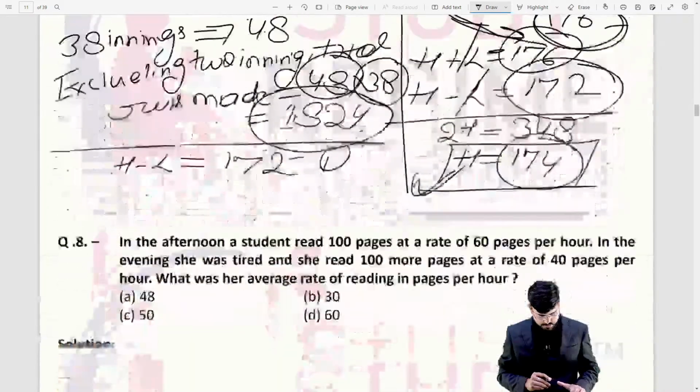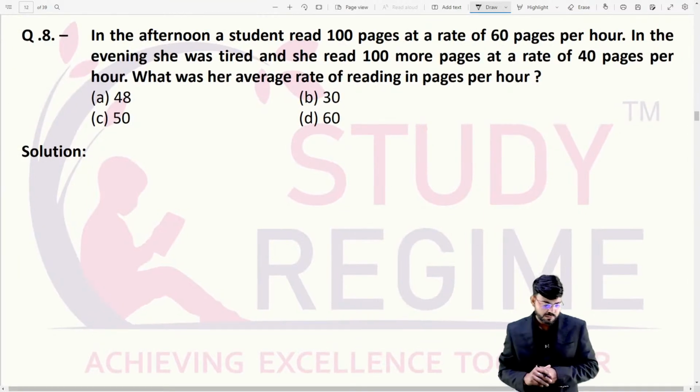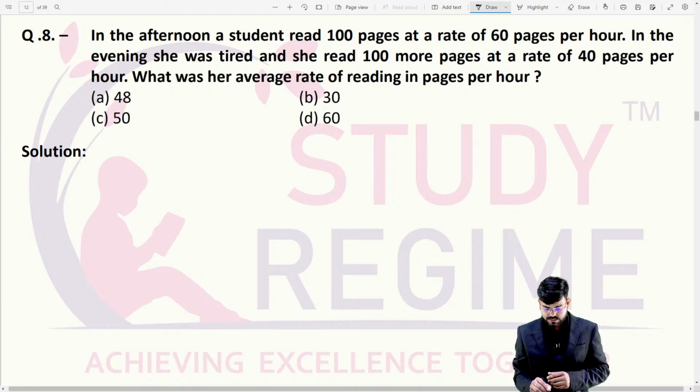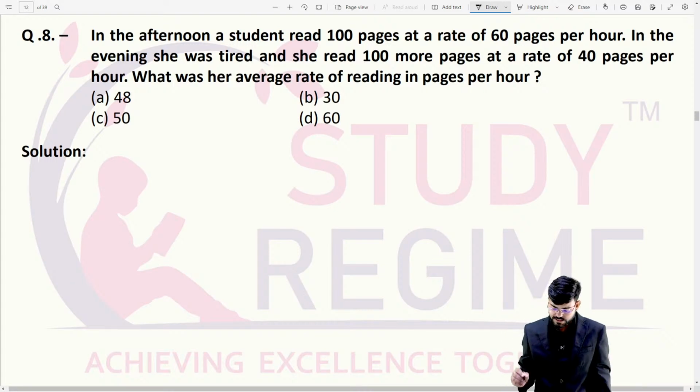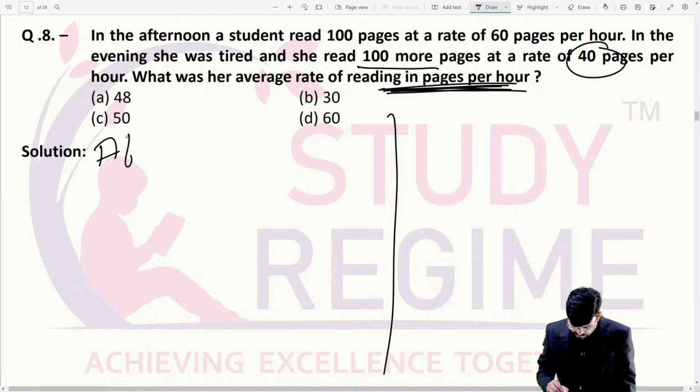Okay. So, let us move on to the next question. Question number 8. In the afternoon, a student read 100 pages at a rate of 60 pages per hour. In 1 hour, she can read only 60 pages. Now, in the evening, she was tired, so she read 100 more pages at a rate of 40 pages per hour. What was her average rate of reading in pages per hour? Very easy question. Now, we'll talk about the scenario of the afternoon and the evening. First, I will talk about the afternoon.